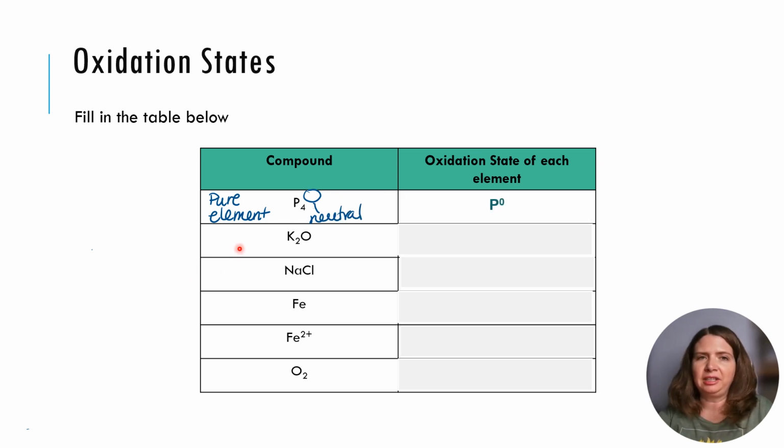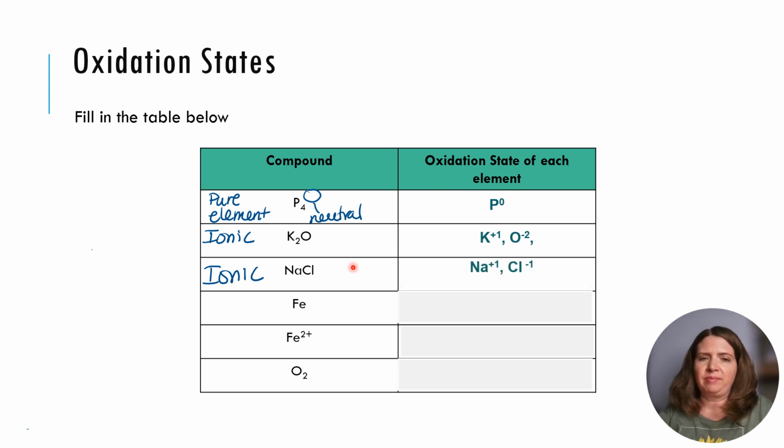Next, K2O is an ionic compound. Oxygen typically has a 2- charge, and potassium is a +1 cation. Then we have NaCl, another ionic compound. Chlorine is -1 and sodium is +1. Fe is a pure element with no charge shown. Its oxidation state is 0. If you see a charge like 2+ in the upper right corner, that would indicate an oxidation state of +2.